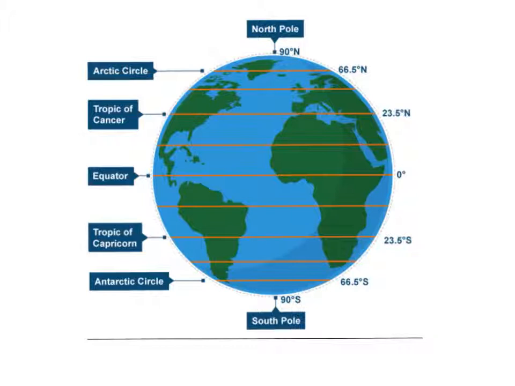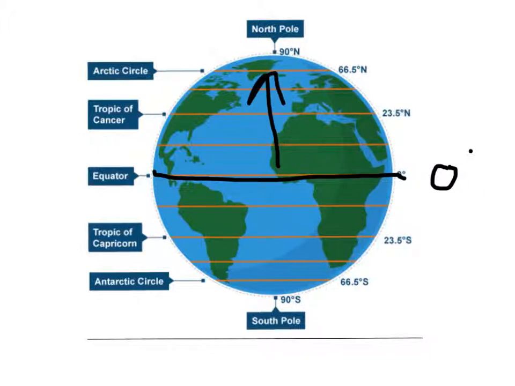Now, latitude lines. There is a line in the middle called the equator, as you can see right here, and it is our 0 degree mark. So, if we go above the equator, we're going up towards the north, as you can see right here, north. Now, if we go below the equator, we're going to the south, towards the south.